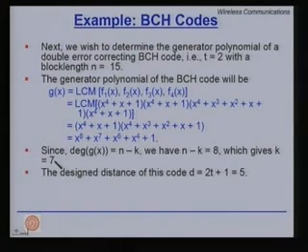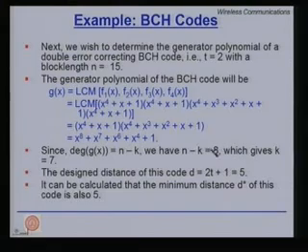code. The design distance of this code is 5, and it can be also seen that the minimum distance is also 5. However, if you keep on proceeding beyond t is equal to 4, you will see that the design distance exceeds the minimum distance. That is, you will start over designing your code.